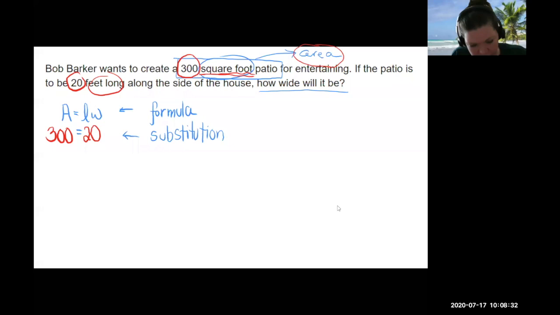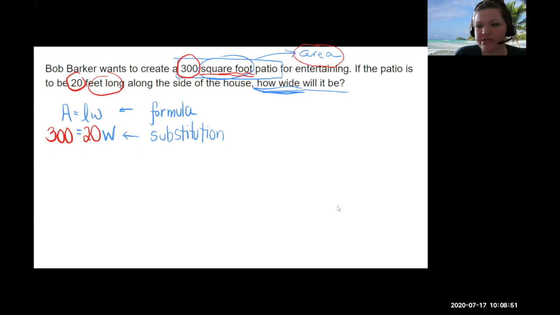Now, of course, we don't know W. How wide will it be? That's what we're solving for. In algebra, when we don't know something, we use a letter to stand in for the mystery number. Beautiful. And now we're left with a really simple little equation. 300 is equal to 20W. And using a formula, now we're relying on our algebra skills.